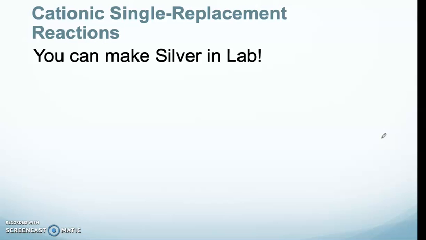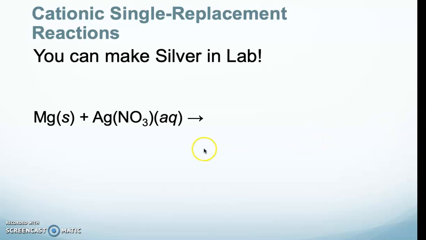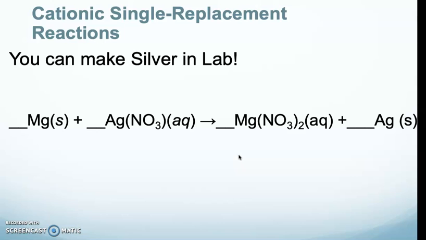You can make silver in a lab. This is really cool. I love this one. Okay. So if we take a little piece of magnesium ribbon and we drop it into some silver nitrate, let's take a look and see what happens. Okay. So we have our A, magnesium, our B, silver, and our C, nitrate.